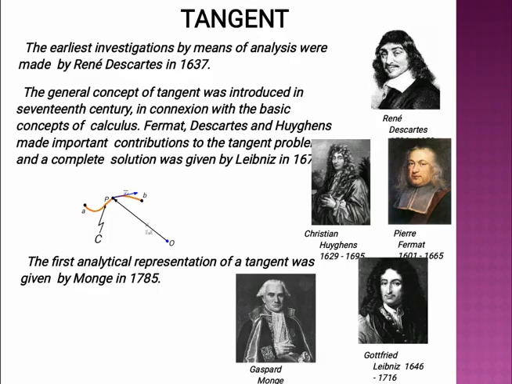Next one is tangent. The line which touches the curve is known as tangent. The general concept of tangent was introduced in the 17th century in connection with the basic concepts of calculus. Fermat, Descartes and Huygens made important contributions to the tangent problems, and a complete solution was given by Leibniz. Also, the first analytical representation of a tangent was given by Monge.